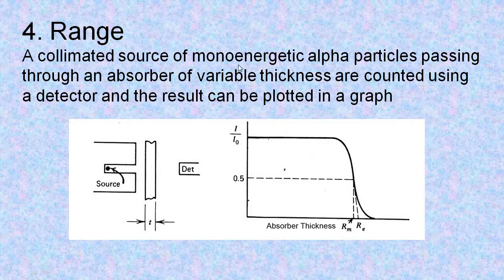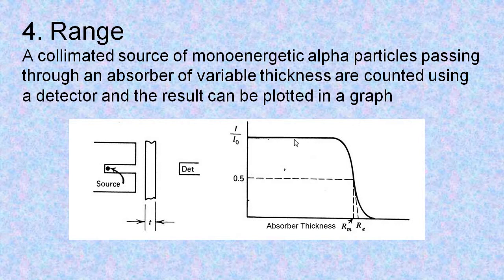A collimated source of mono-energetic alpha particles passing through an absorber of variable thickness are counted using a detector. This is the detector which can count the number of particles coming out of this absorber, and the result can be plotted in a graph. So this point, I by I0, you can consider its value as 1, and this is half of that I by I0. You can see that up to a particular distance there is not much absorption in the material.